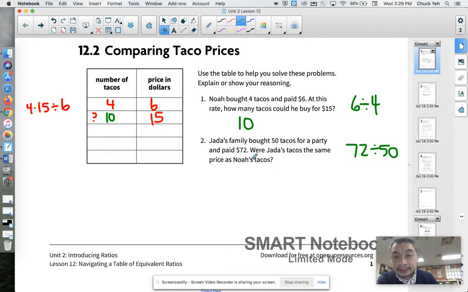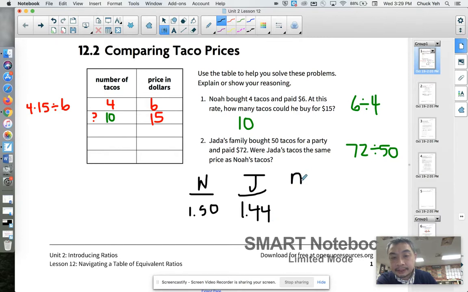Because if you do that, okay, unpause it when you're done. If you do that, I think Noah's would be $1.50. If I remember correctly, $1.50. And then Jada, when you did 72 divided by 50, I think it's 1.44, right? So are they the same price? Nope, they're not. Okay, so the answer is no.